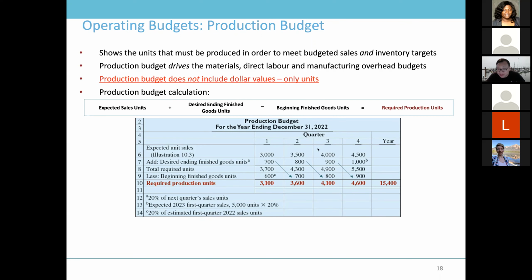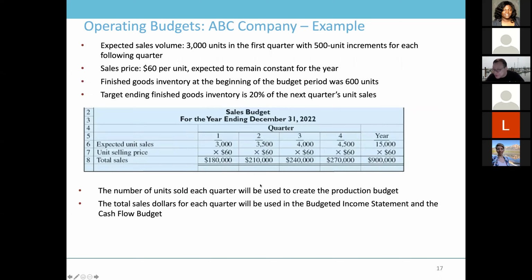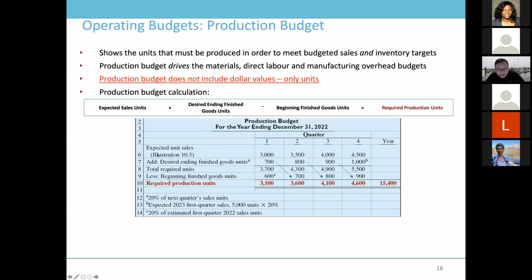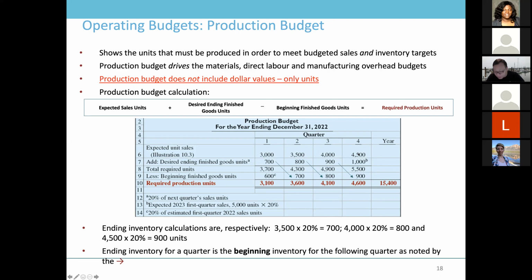Then you just keep going, the same idea. Just repeat the same logic and do Q3 and Q4. So this is your production budget. You didn't see a dollar sign. You just want to know how many units I need to produce. It all starts from the number of units sold in the sales budget, and then you come to the bottom, that's the required production units. And in the middle, that's the beginning inventory and the ending inventory.